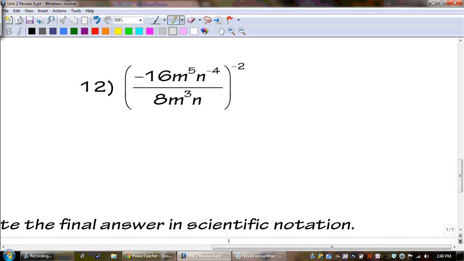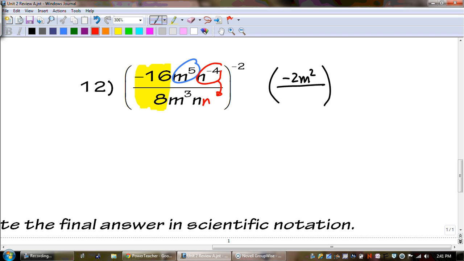Number 12. The first thing that we want to do with number 12 is reduce. Reduce first. Don't make this work any harder for you. Okay? So, negative 16 over 8 reduces to negative 2. And that's going to be on the top. Okay? When I'm looking at the m's, the top wins, and the top wins by 2. And then the n's, I would want to drop them down, and then I would have a total of n to the 5th on the bottom.